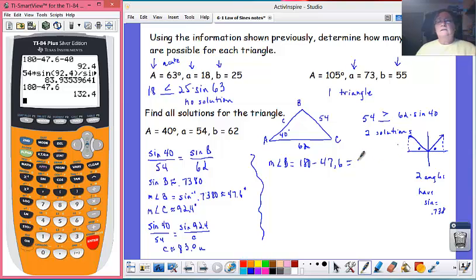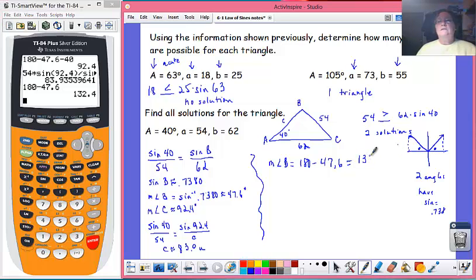Oh, that angle would be 132.4 degrees. Folks, that means that we're talking about an angle A of 40, but our angle B now has grown. Okay? This is angle B, this is A, this is 40. What you know in this triangle, this is 54. This angle B is now 132.4, and we already knew that this side was 62. It's this angle that's changed.